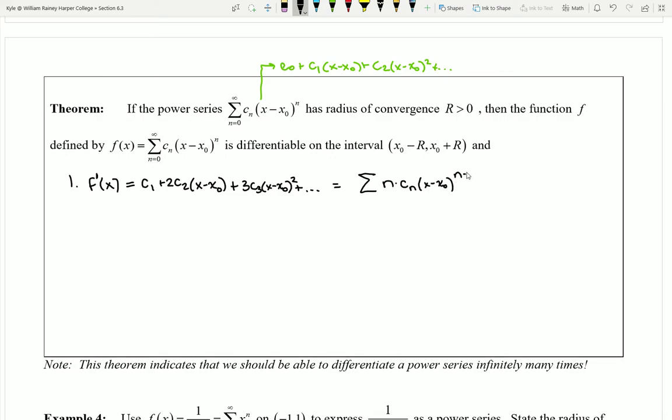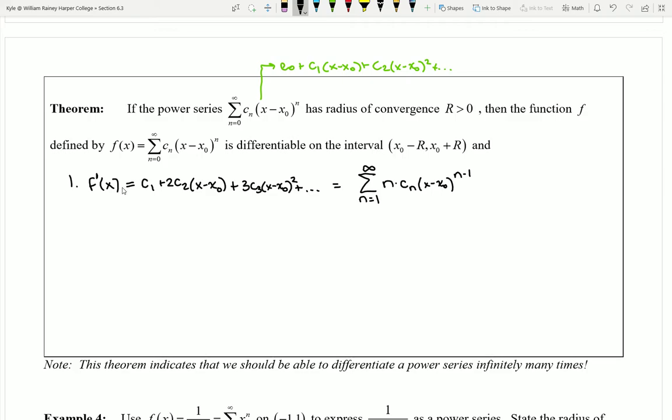I'm just using the power rule every time. The only thing that I can also state here is that since my constant c0 is going to disappear, I can actually start this now at the value of 1, because I don't have a 0th term anymore. So this here is the compressed form of what I have in this expansion. And so this is a power series that will model my f prime.